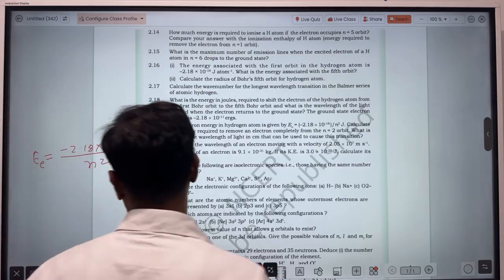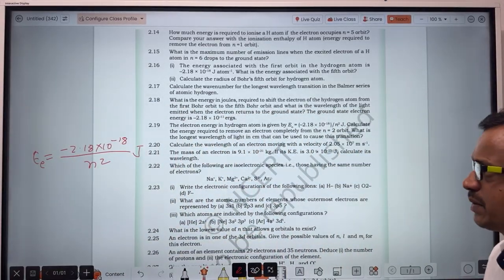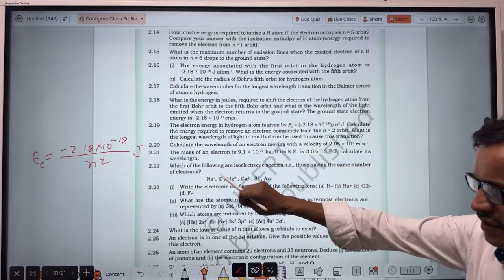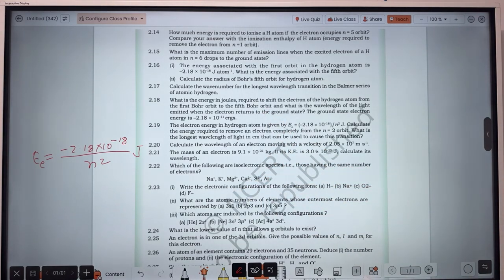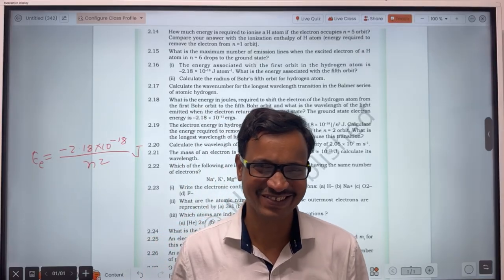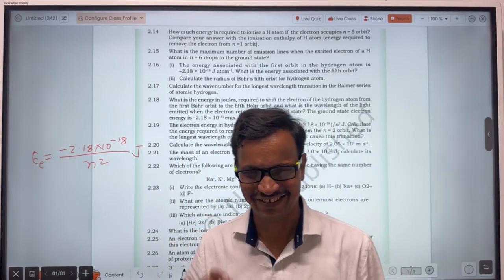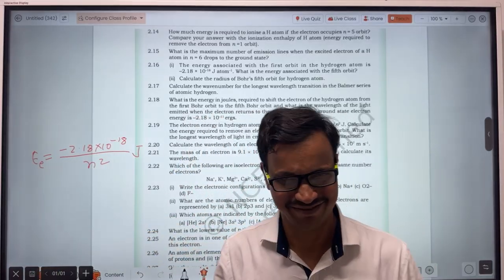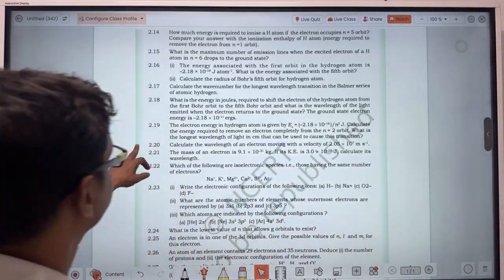When n equal to 1 you put it, that will be minus 2.18 into 10 to the power minus 18, that's why. And n equal to 5. We have already solved this type of question and utilized this concept. So as we have utilized these concepts, could you not solve this question by yourself? Apply this formula, do the question. Next question.